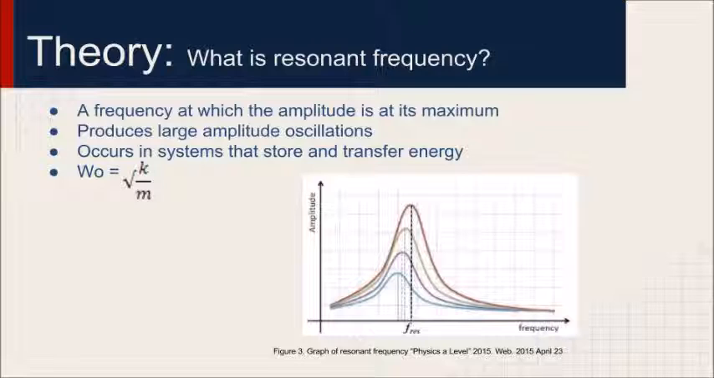What is resonant frequency? This is the frequency at which the amplitude is at its maximum. This produces large oscillations. This occurs in systems that store and transfer energy. This is known as a cutoff frequency, after which an increase or decrease will occur on a Bode plot. The equation for resonant frequency is the square root of the spring constant over the mass.